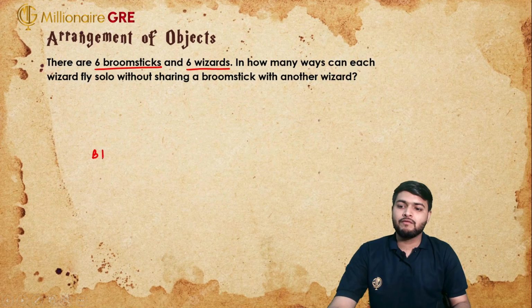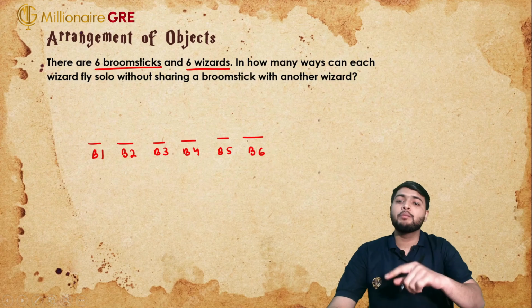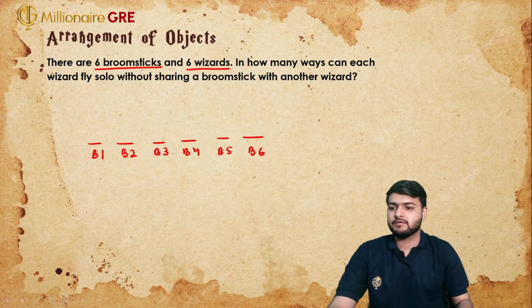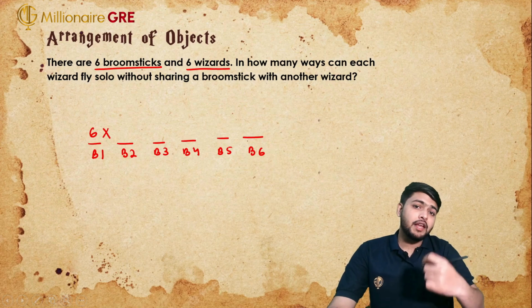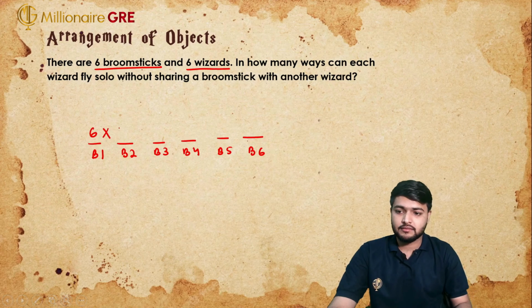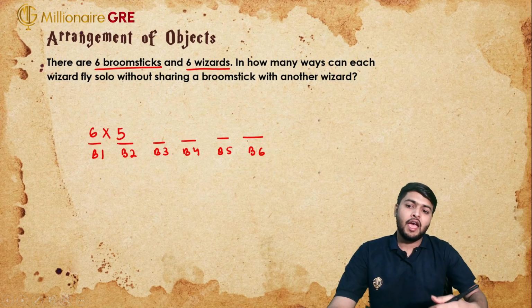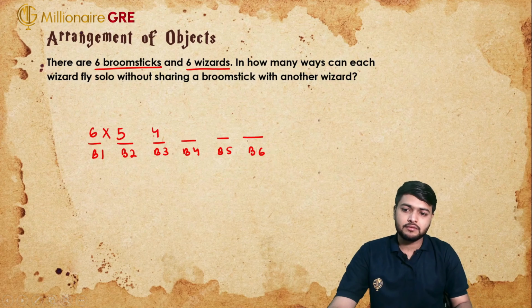Let's say this is broom 1, broom 2, broom 3, broom 4, broom 5, broom 6. Now how many wizards can be on broom 1? Any of the 6 wizards. On broom 2, any of the remaining 5 wizards can be placed. On broom 3, any of the remaining 4 can be placed. Here any of the remaining 3, any of the remaining 2, 1. This is nothing but 6 factorial.